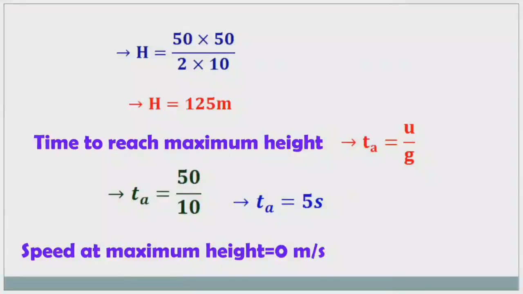Speed at maximum height. Already we discussed that when we throw any object to a certain height, as it goes high, its velocity slowly decreases and finally its velocity becomes 0. At maximum height, its velocity becomes 0. So speed at maximum height is 0 meter per second.